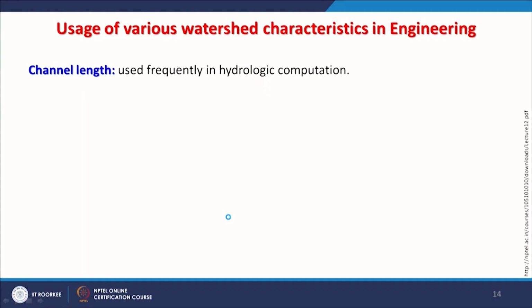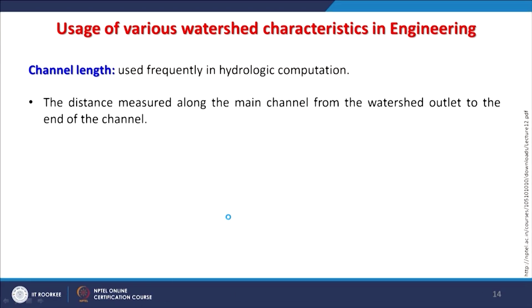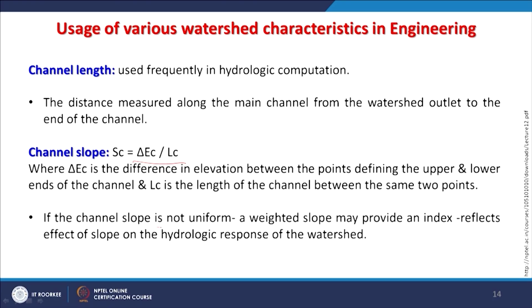Channel length is also used in hydrologic computation; that is the distance measured along the main channel from the watershed outlet to the end of the channel. Channel slope is also very important, and can be calculated like this. If a channel slope is not uniform, and in nature generally it is not, there might be rapids, there might be a flat part and so on, so a weighted slope may be provided as an index. That is why channel slope is very important, for the effect of slope on the hydrologic response of the watershed. Each parameter will play its own important role.